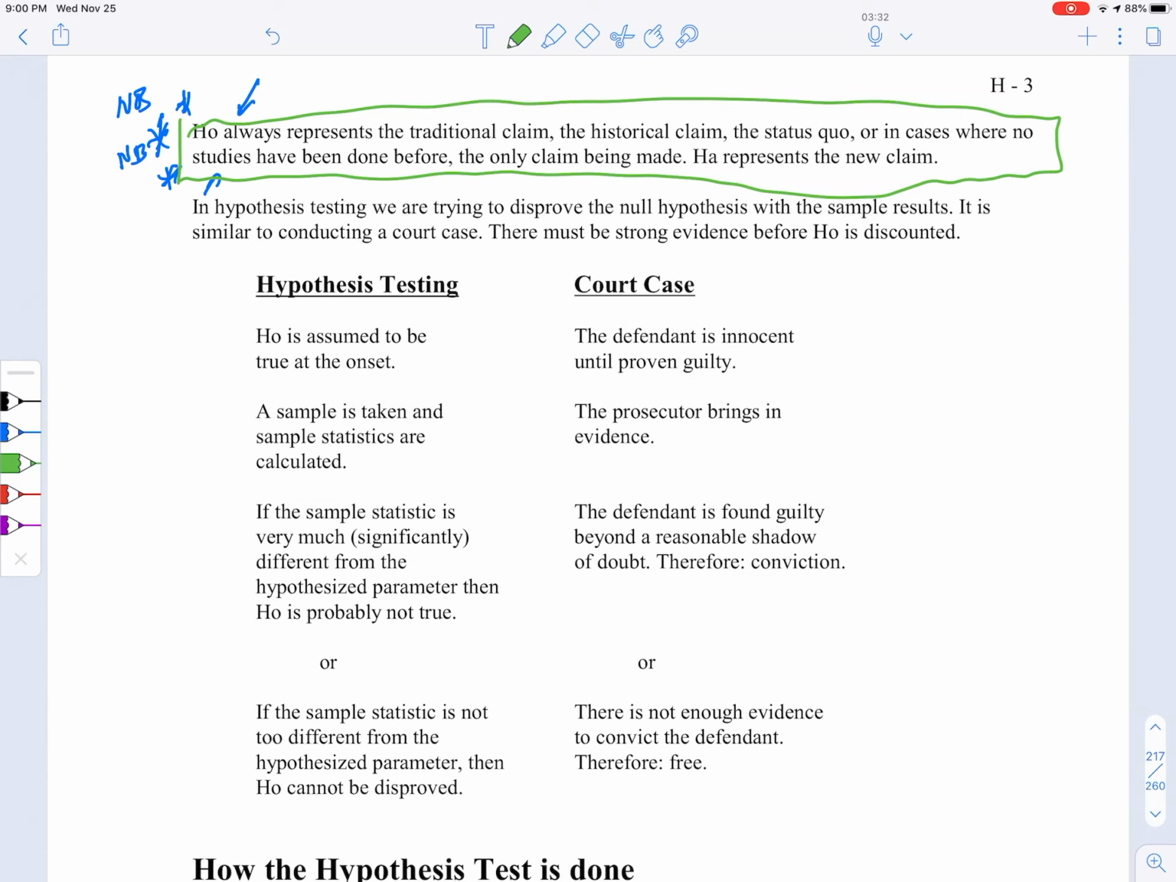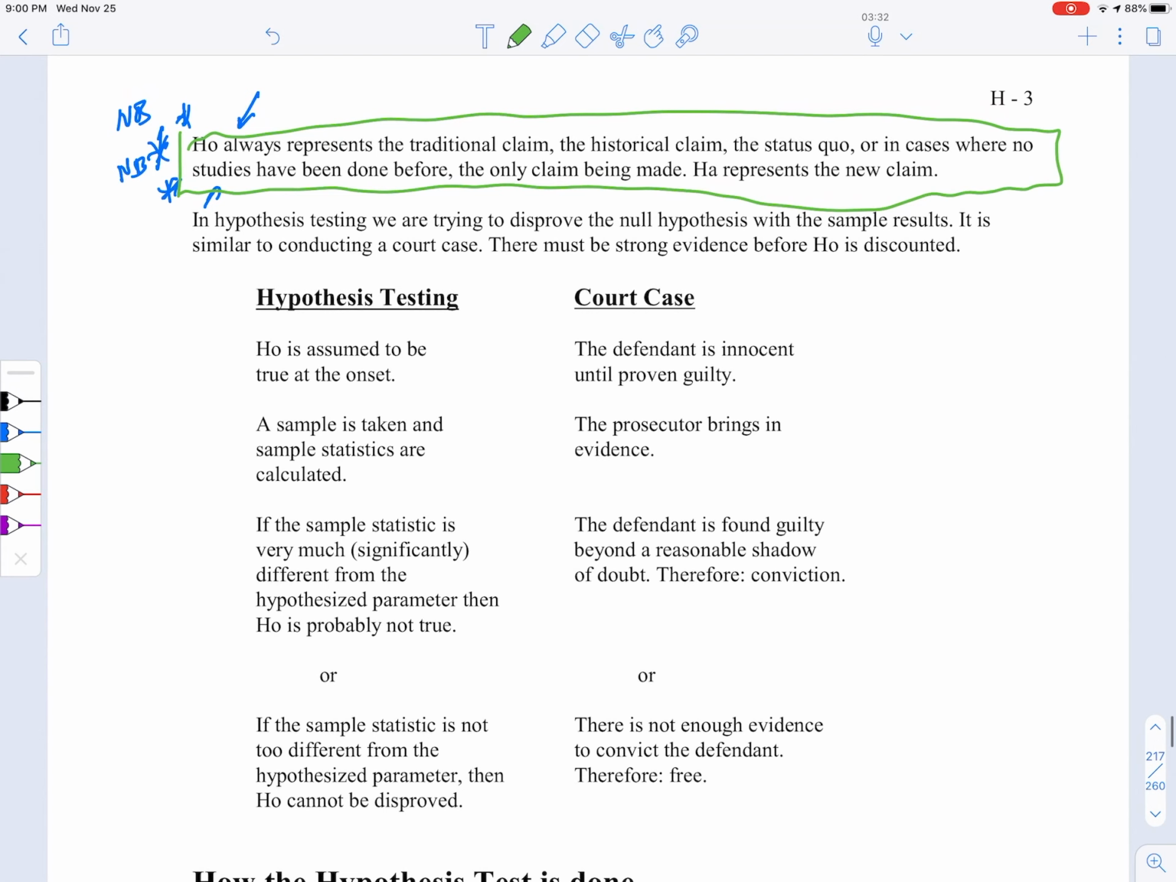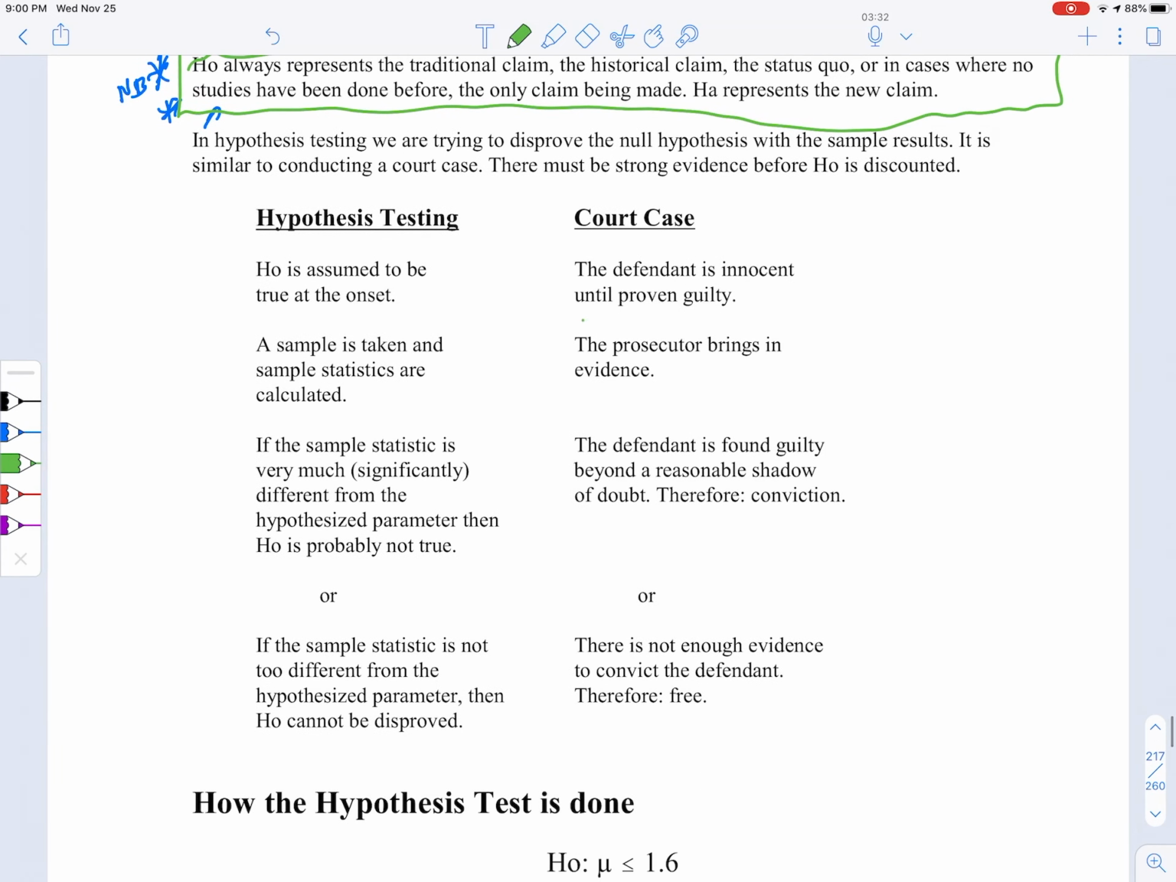Okay, let's take a look at a hypothesis test in terms of a court case. So in a court case, what you have here is that the defendant is innocent until proven guilty. The equivalent in a hypothesis test is that H0 is assumed to be true at the onset.